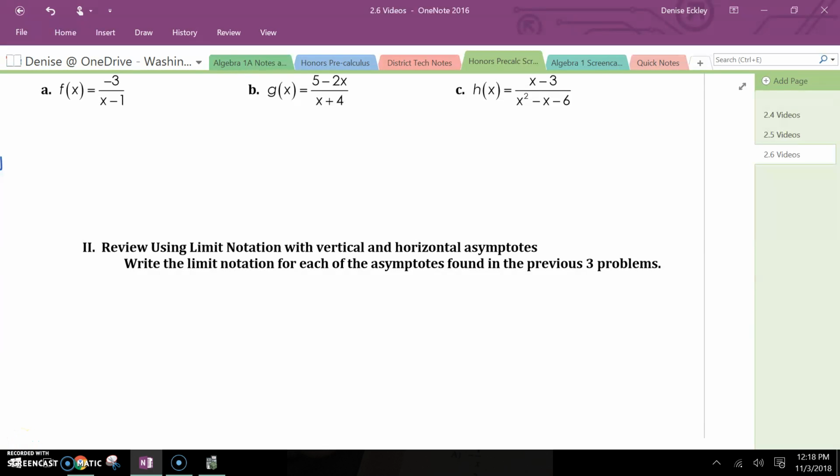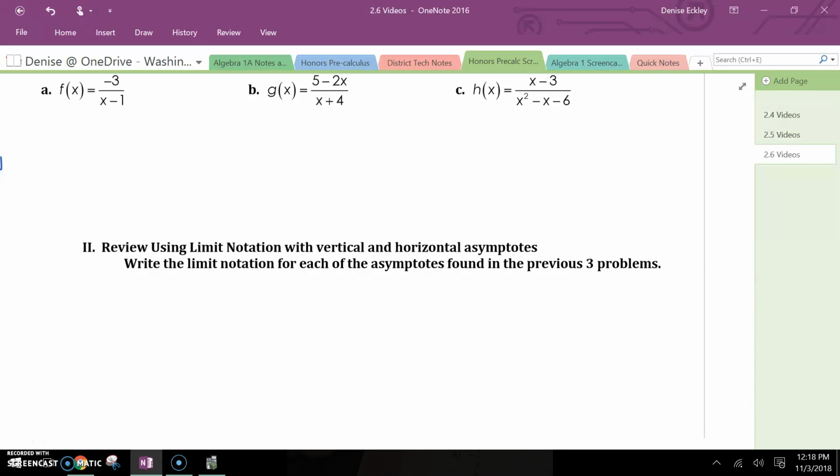This section of the notes is a review of how to find vertical and horizontal asymptotes and then how to write the limit notation that corresponds to these asymptotes. I felt this was important because this is a big part of this section, and as you are well aware, writing limits correctly is a big part of this course.